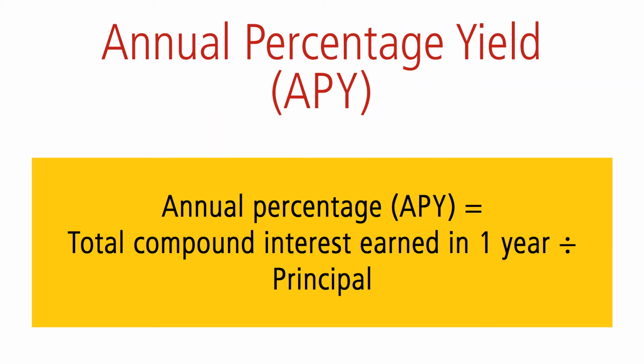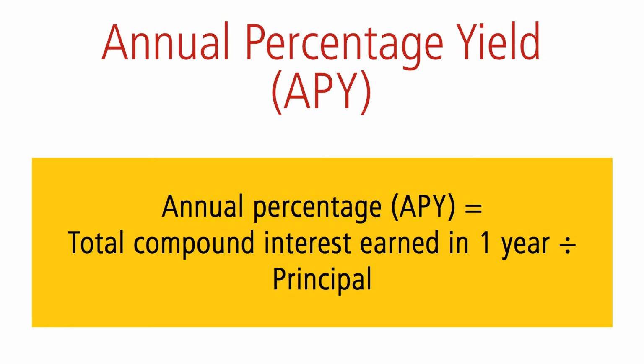The annual percentage yield, or APY, or effective rate, reflects the real rate of return on an investment. APY is calculated by finding the total compounded interest earned in 1 year and dividing by the principal. Note, this is actually the simple interest formula solved for R. R equals I divided by PT, where T is equal to 1.